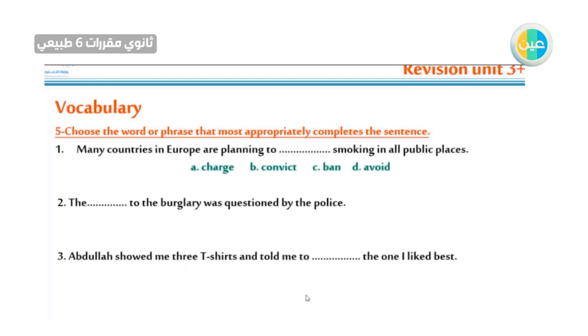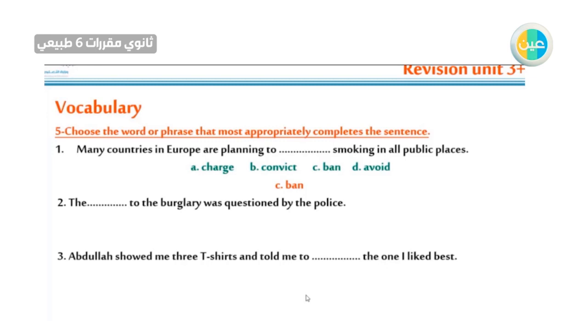Charge, convict, ban, or avoid. Charge, to pay, or convict, or ban, avoid. Okay, they are so similar to each other. For sure, ban, stop. We can say the authorities banned the gathering of more than 2 people. So it's the same here. They are planning to ban smoking.